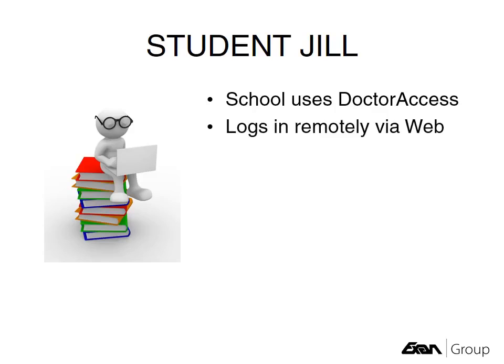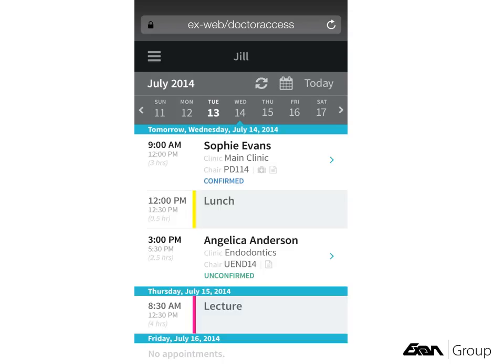She conveniently logs into Doctor Access the night before from her smartphone so she can view the appointments she has the next day. She sees that she'll be in both the main clinic and the endodontic clinic tomorrow, and she can see what chairs she'll be at. Jill can see what her non-clinic times are, so she knows when her afternoon lecture takes place. She can also see at a glance the patient's name and if the appointment has been confirmed or not.